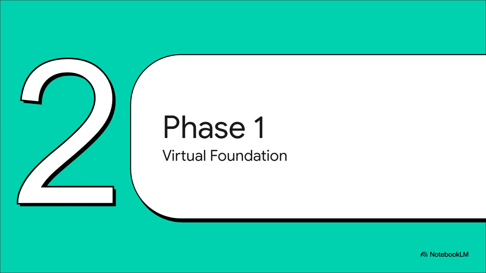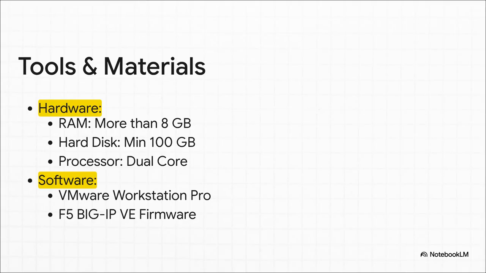So, first things first. Phase 1 is all about getting our foundation right. We got to gather up all our virtual tools and materials before we can start building. So, what do we actually need? On the hardware side, it's pretty basic stuff for any decent computer these days. You probably already have what it takes. The real key ingredients are the software.